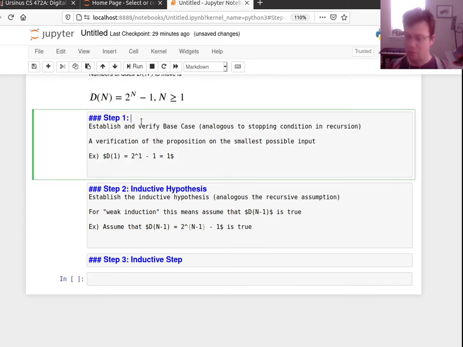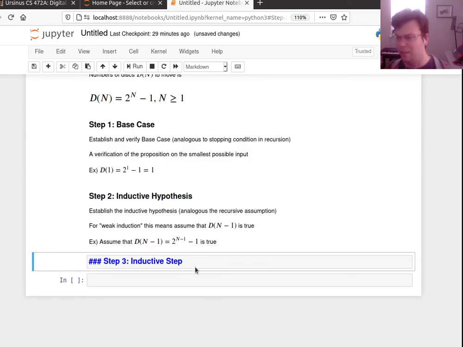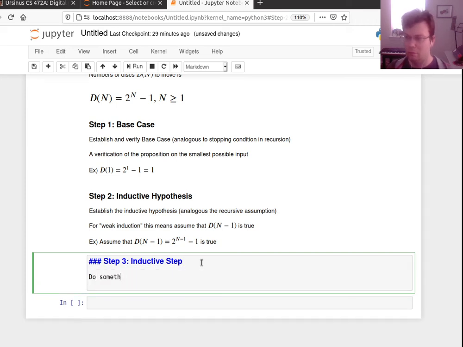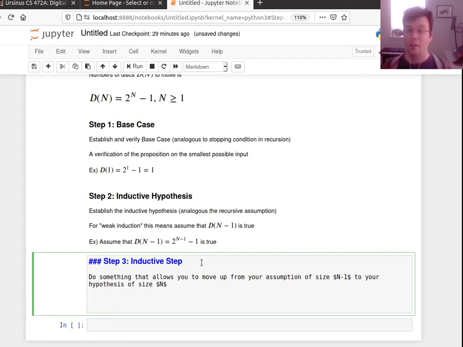Okay, so base case, inductive hypothesis, inductive step. In the inductive step, you do something that allows you to move up from your assumption of size n minus 1 to your hypothesis of size n. Okay? So in our example, we're going to establish what's known as a recurrence relation.